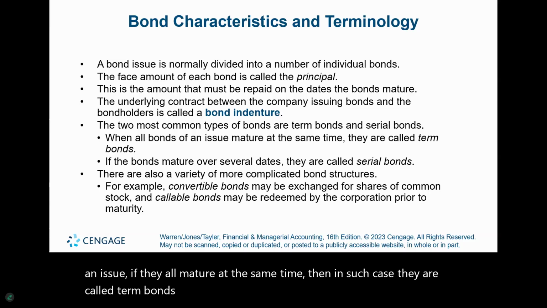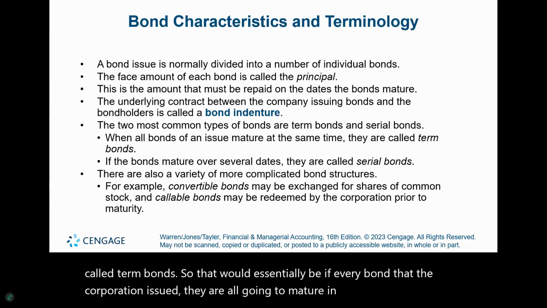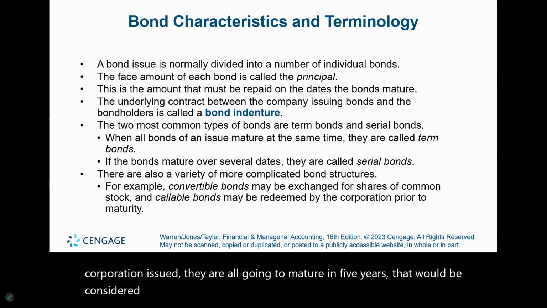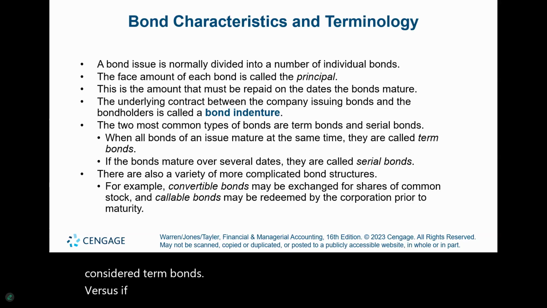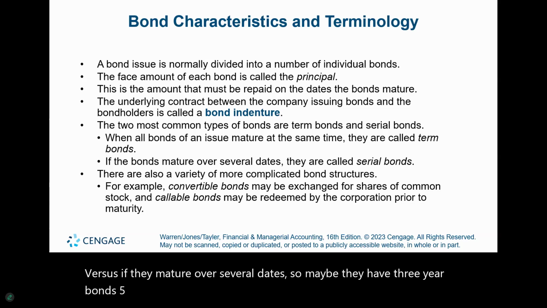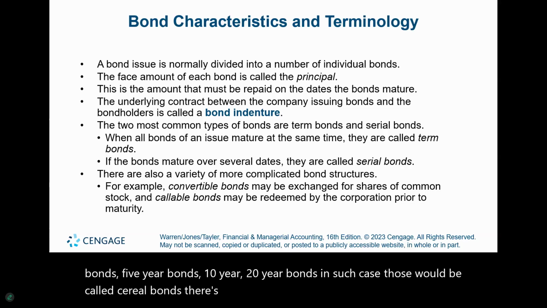So that would essentially be if every bond that the corporation issued is going to mature in 5 years, that would be considered term bonds, versus if they mature over several dates. So maybe they have 3-year bonds, 5-year bonds, 10-year, 20-year bonds. In such case, those would be called serial bonds. There's also some more complicated bond structures.